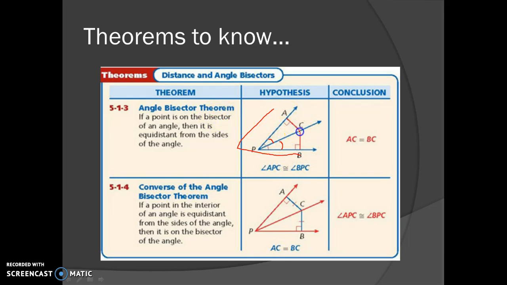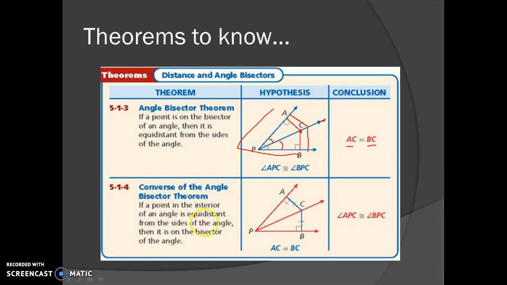So if there is a point on that bisector, then it is equidistant. That means that if this is an angle bisector, so we already know that this ray right here is right in the middle of angle APB, then this distance A to C is the same as C to B. So AC equals CB.